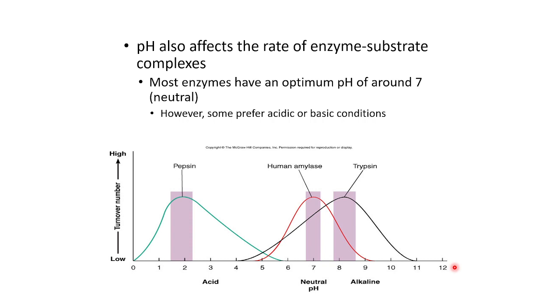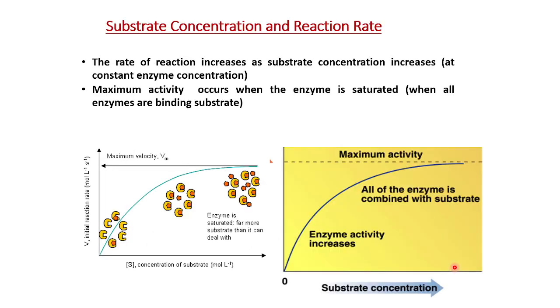The enzyme might actually get affected and the protein might become non-functional. So understanding the pH and the temperature of the enzymes is very, very critical. And then we come to the substrate concentration and the reaction rate of these enzymes. We will be talking about enzyme kinetics in detail in our later classes, or in the next class probably.